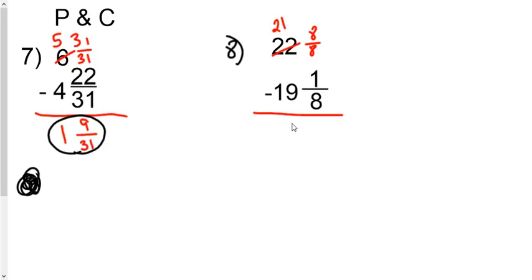What's 8 minus 1? Well, let's do our whole numbers. 21 minus 19 is 2. And now because we have the same common denominators, 8 minus 1 is 7. So 2 and 7/8.